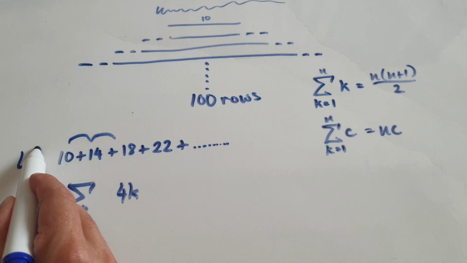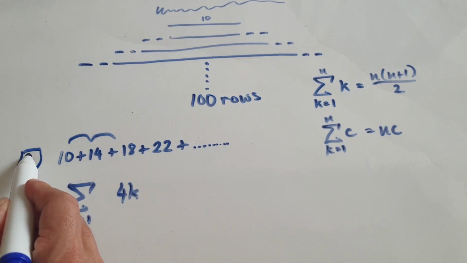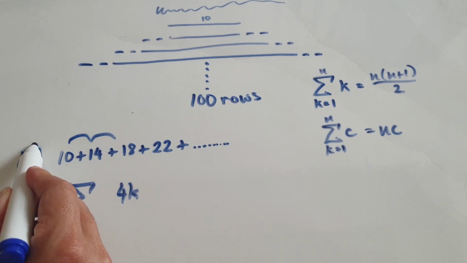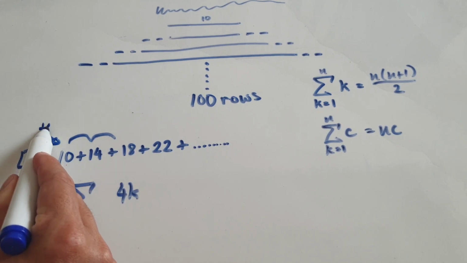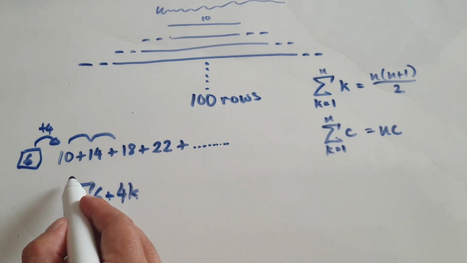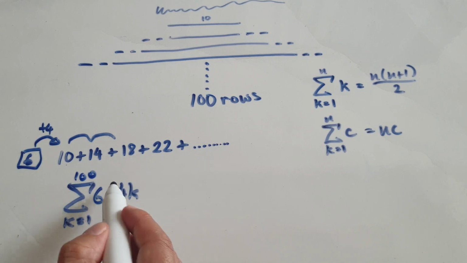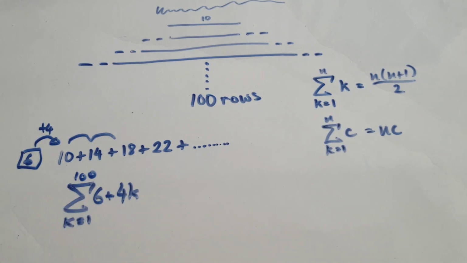I need to think about this number here, because when k is 1, this will be 4. I should be thinking about the number 6 because I'm going to add 4 here. So it would be 6 plus 4k, with k equals 1 for the first term up to 100. There. This thing here will represent the total number of seats. So we just need to evaluate this thing here.